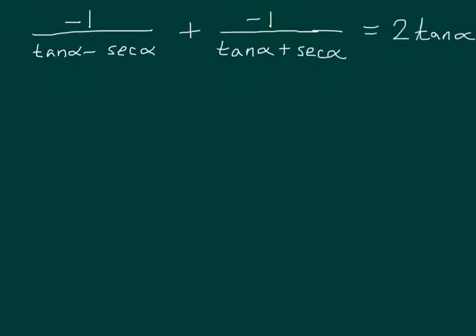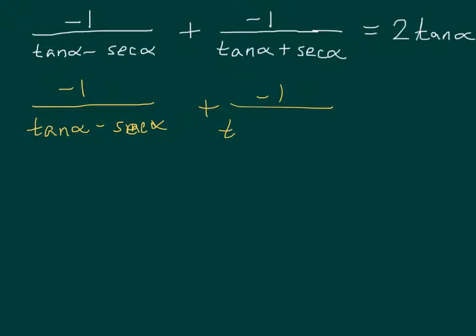Okay, so to verify this identity, again, we're going to choose to work with either the left or the right side of this equation. So usually working with the more complicated looking side is the way to go. So we're going to start with the left here. So I'm just going to copy down the left side of this, these two fractions. So getting a little sloppy there, I apologize for that.